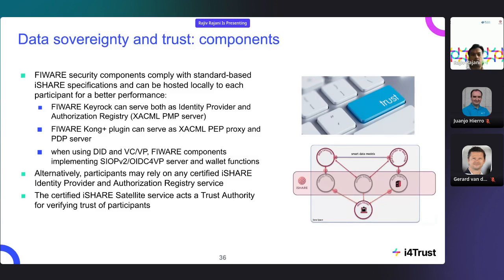And of course, for the trust authority or trust anchor part, iShare provides the satellite component, also a technical component which you can implement in your data space. So within a data space, we expect at least one trust anchor to be operational and running, and it allows you to onboard participants for your data space. And iShare provides you with the iShare satellite service component, basically, which you can deploy and act as a satellite.